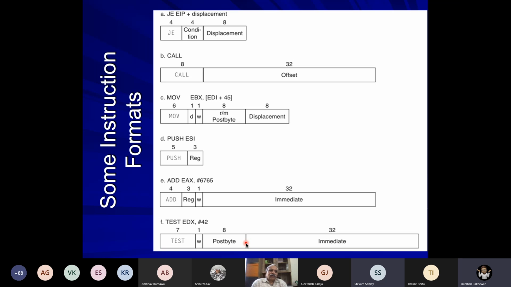Here are some examples of instruction formats. You could see the variation. This is just 1 byte, push ESI. This is 2 bytes. This is jump if equal, and there is a displacement. The call is 4 and 1, 5 bytes. Move instruction, 3 bytes. Add instruction, where one of the operands is immediate, is 4 bytes plus 1, 5 bytes, and so on. So you could see that there is such a large variation in the instruction size, and a variety of formats are there.